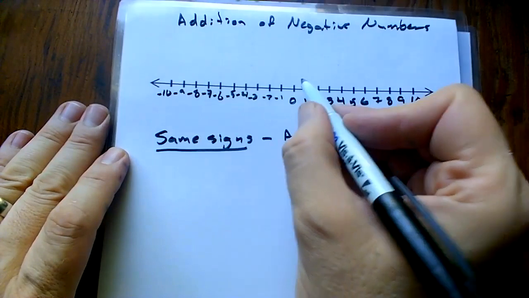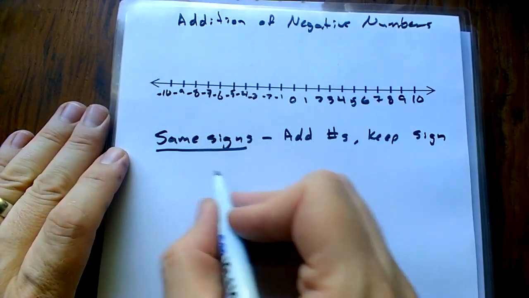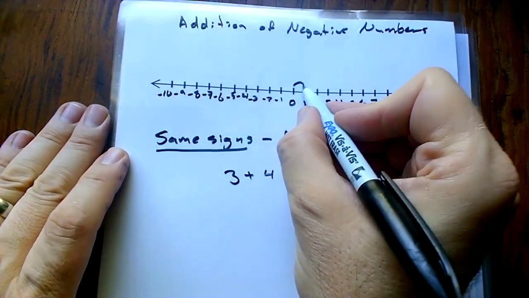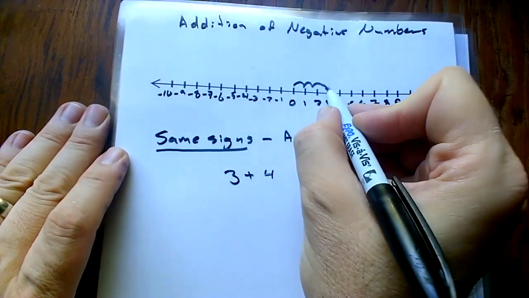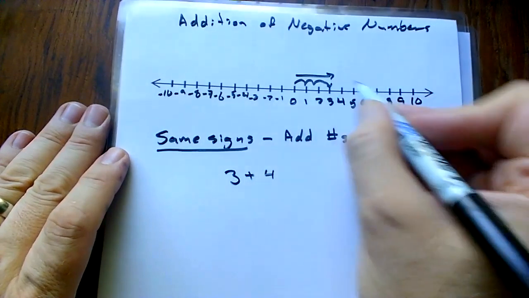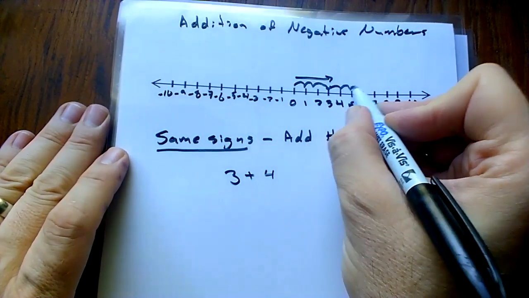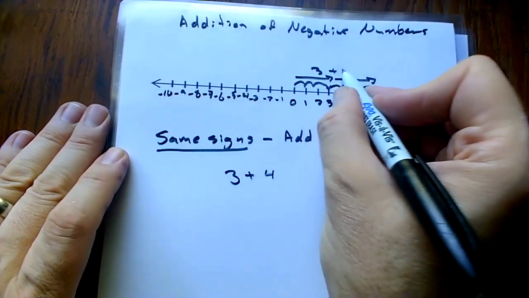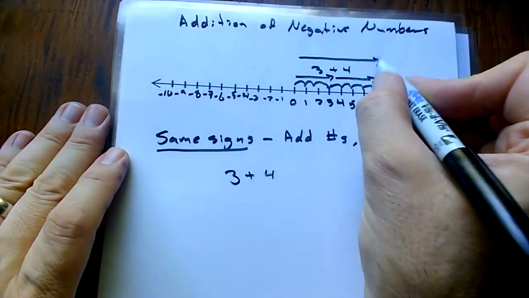So say I've got something like 3 plus 4. This is 1, 2, 3, and that's my 3. Plus 4 is 1, 2, 3, 4. That's 4. 3 plus 4 is equal to 7.